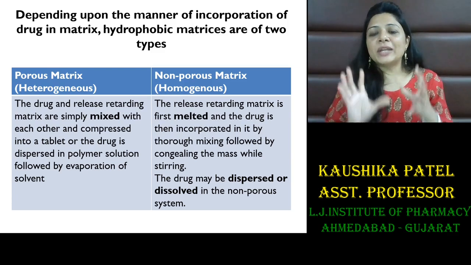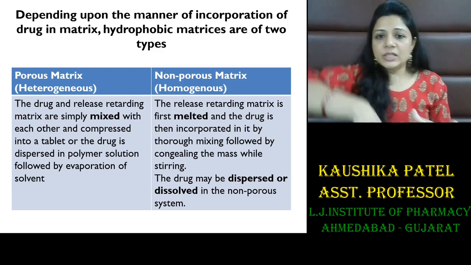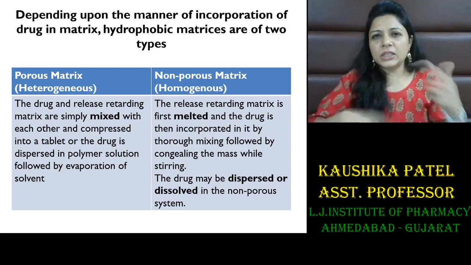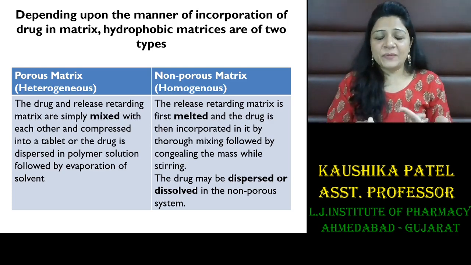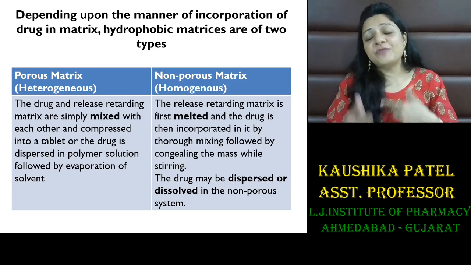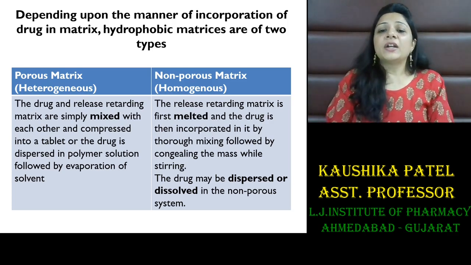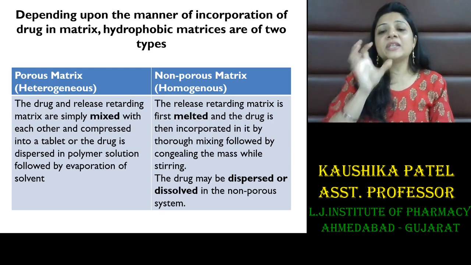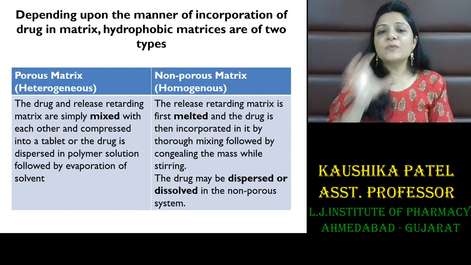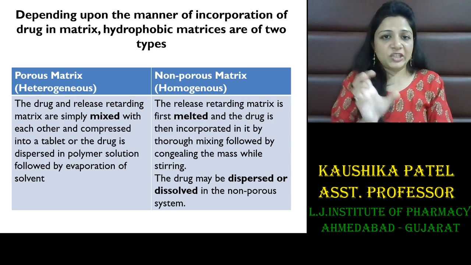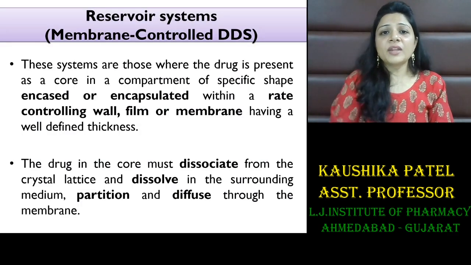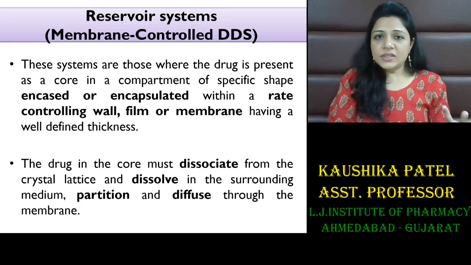For that, you can melt the polymer, then dissolve the drug or disperse the drug in it through proper mixing. After congealing that mass, you get a non-porous system which is homogeneous in nature. That is the matrix system.